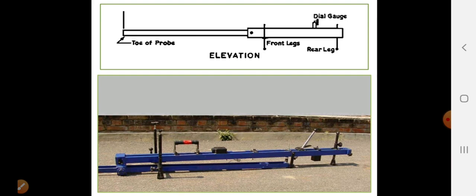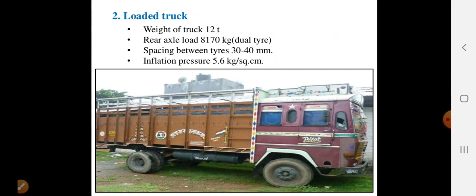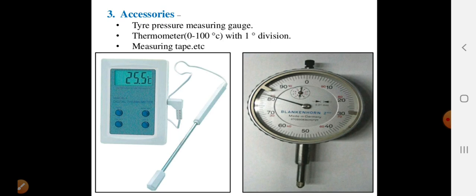The front toe is set up in between the two dual wheel assembly. Then we require a truck to apply the standard load. The weight of the truck is usually 12 ton, and the rear axle load has to be 8170 kg, as per the IS standard. The spacing between the tires has to be around 30 to 40 mm, and the tire inflation pressure is to be around 5.6 kg per square centimeter. To measure the deflection we require the dial gauges.